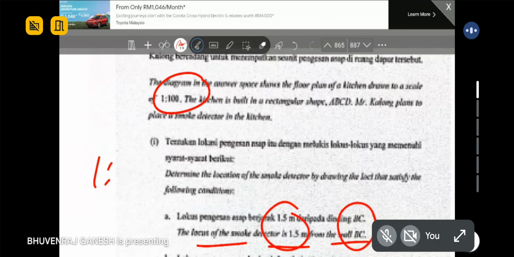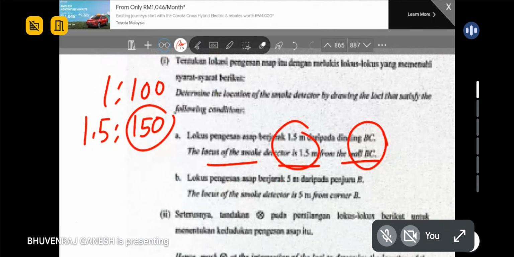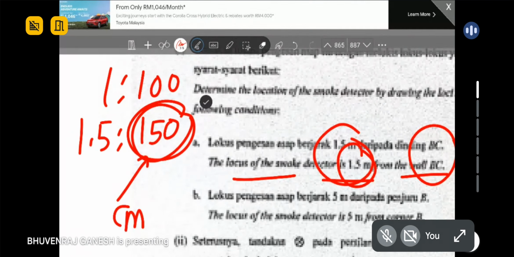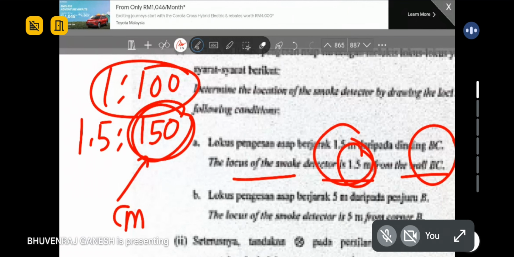Okay, so if 1 ratio 100, so 1.5 ratio dia 150 kan? Am I right? 150. 150 ni dalam apa, guys? cm kan? Am I right? Because 1.5 meter is 150 cm. Correct? So this scale is actually to convert meter to centimeter. Dia nak tukar dari meter jadi centimeter. So 1.5 meter is 150 cm.